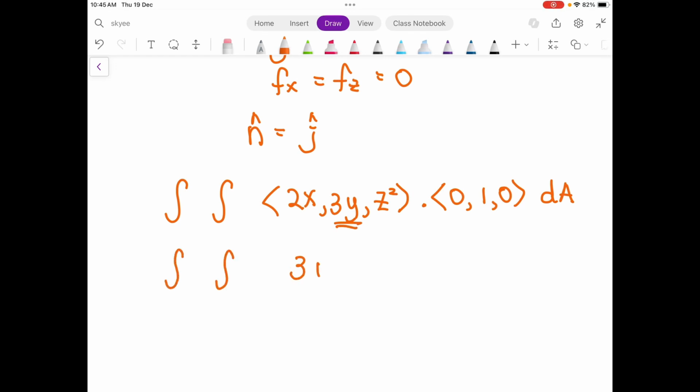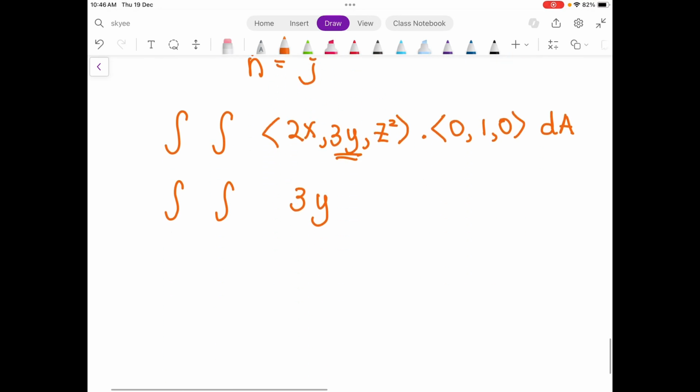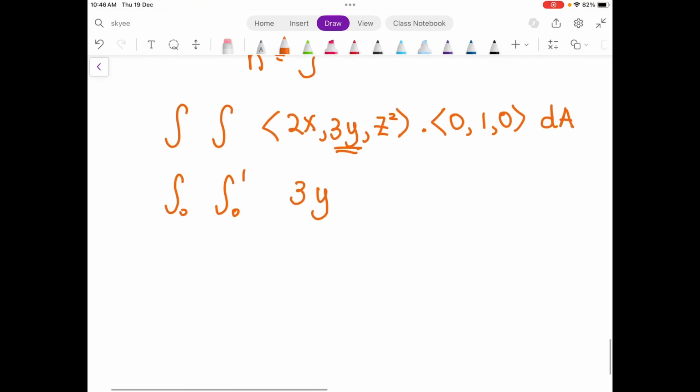So this 3y, dA. The dA will be the integral, so here we'll be using the interval 0 to 1 and 0 to 1, it's the same thing. So we will have dx dz. In this case, the y you have to replace with 1 because it is at position 1. So the answer equals 3. You can try yourself.